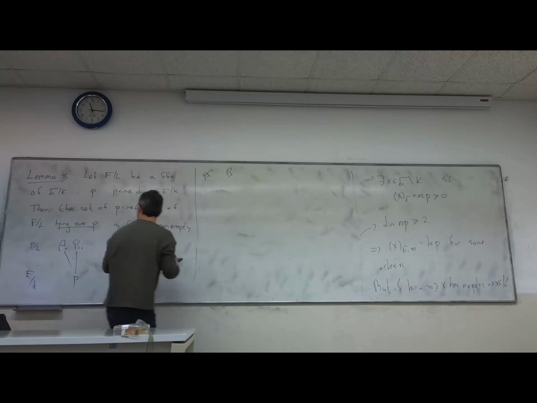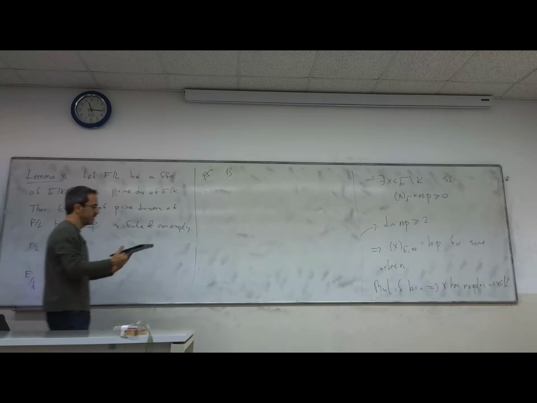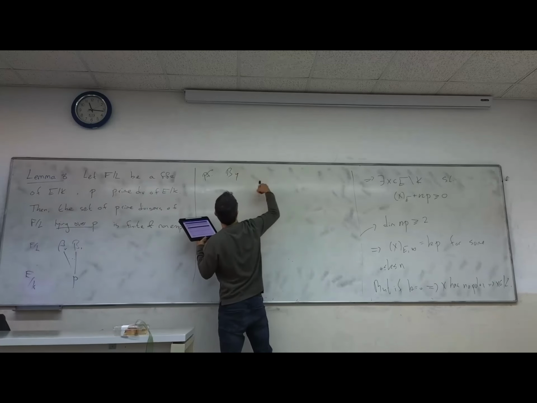So again, we want to understand this prime divisor. So let's take an x that is guaranteed from the previous lemma and work with that x. So by lemma 7, that's what I just erased actually.